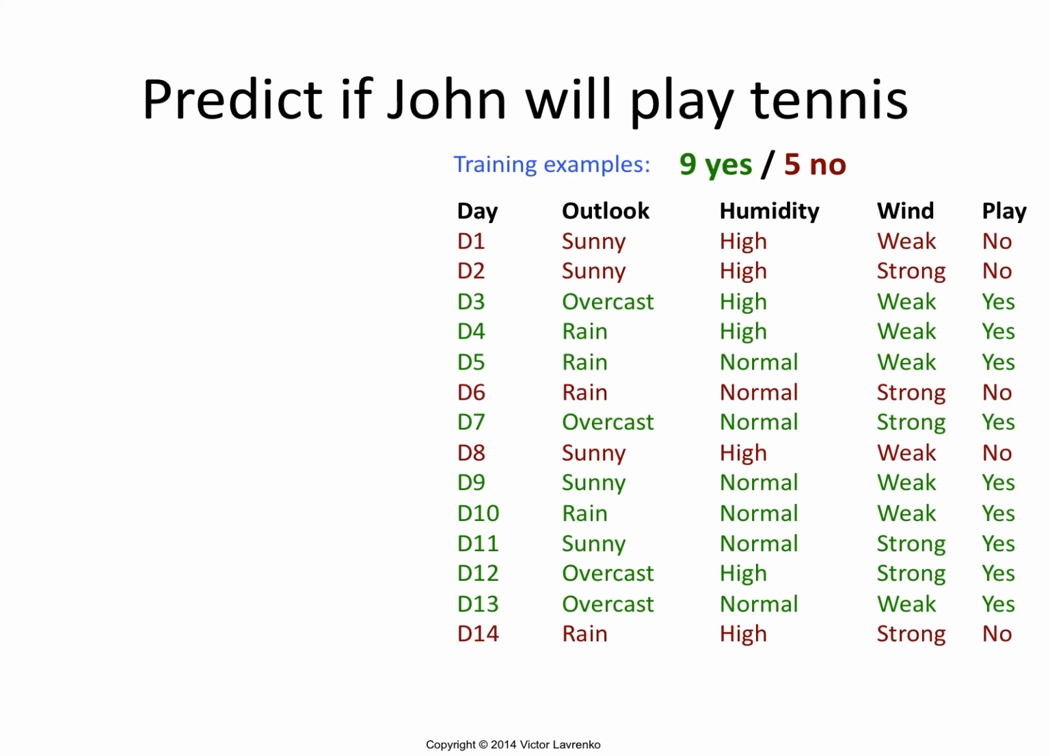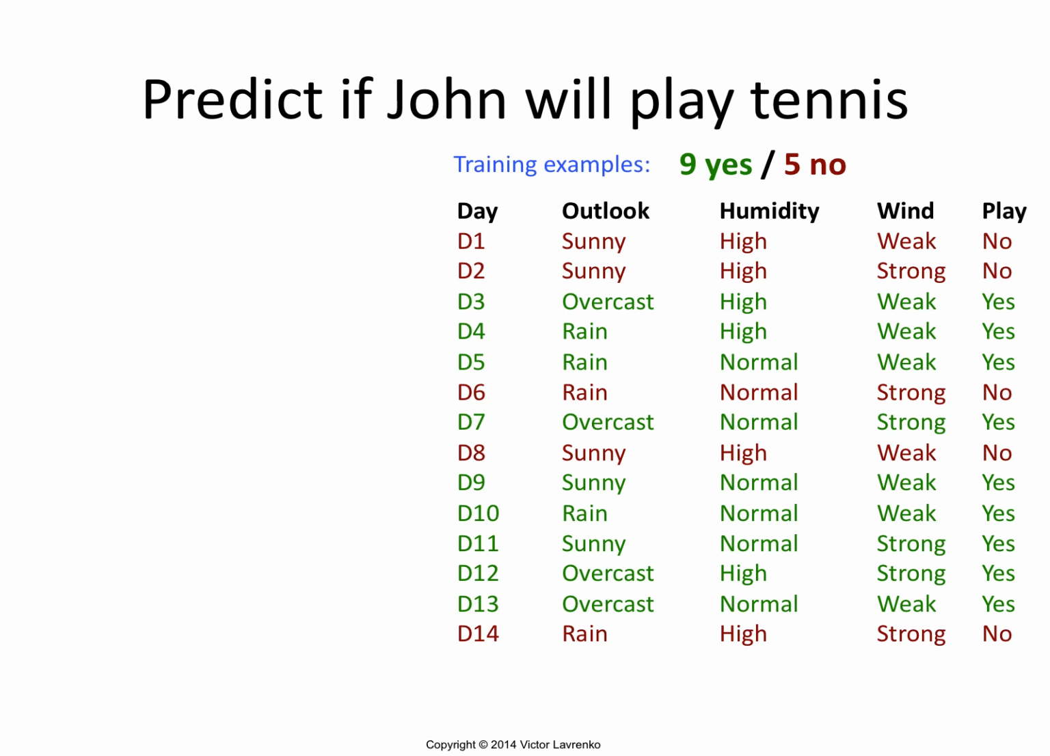I find the best way to learn about decision trees is to start working through an example. Suppose we're building a decision tree to classify if our friend John is going to play tennis on any given day. We've collected some observations. We've watched John for 2 weeks, and he played tennis on 9 days out of those 2 weeks and didn't play tennis on 5 days.